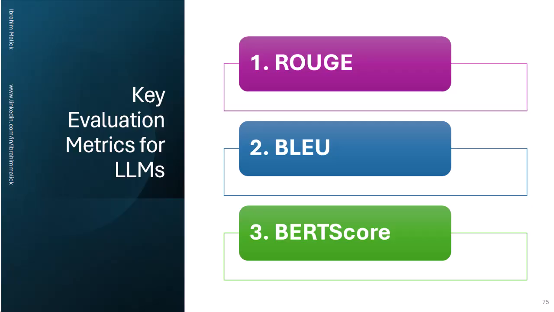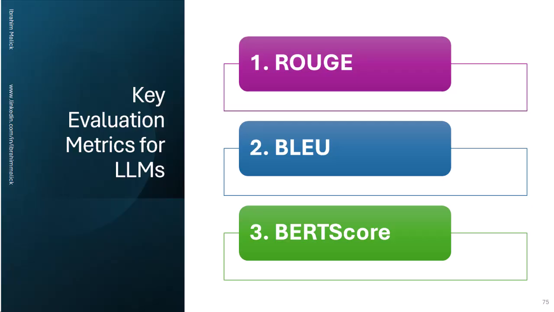And BERTScore is a more recent metric that leverages contextual embeddings from BERT to evaluate text similarity. So instead of exact matches, it measures semantic similarity between generated and reference text. This means it can recognize when different words express the same meaning. For example, if the reference uses automobile and the generation uses car, BERTScore would recognize these as similar, while ROUGE and BLEU would count them as different.